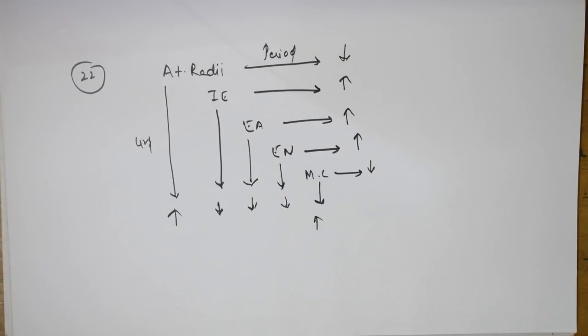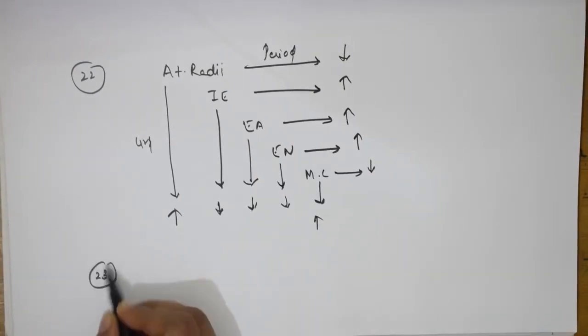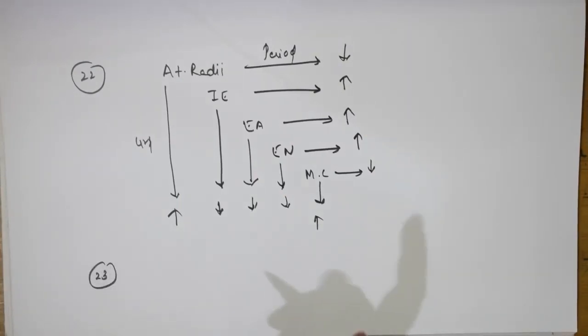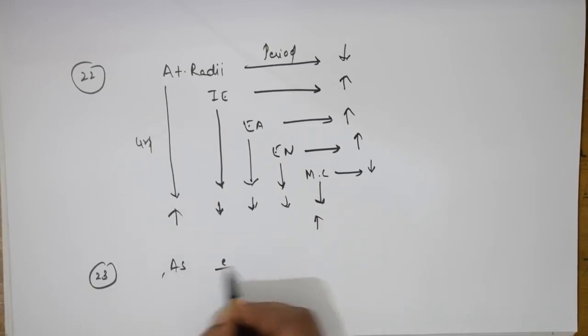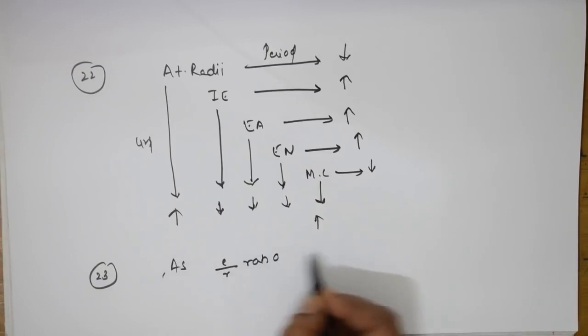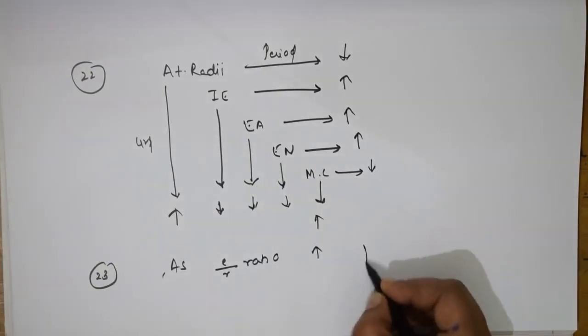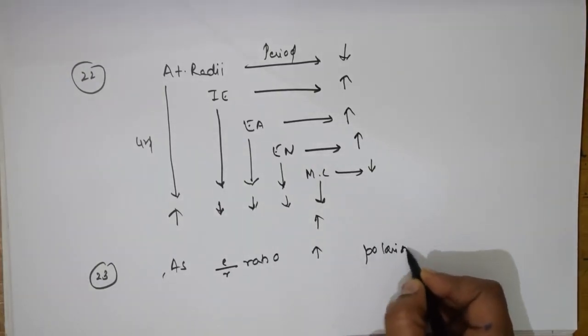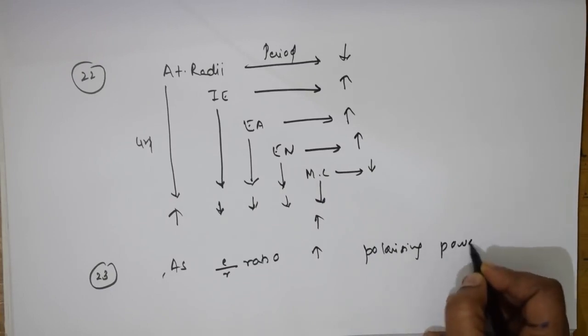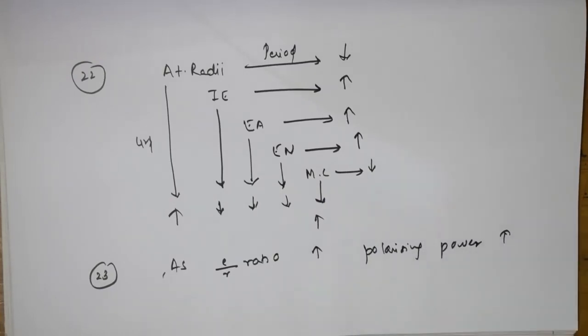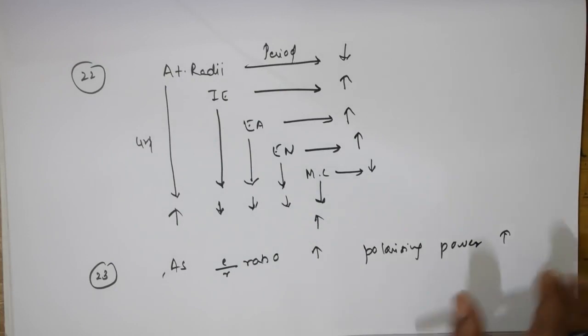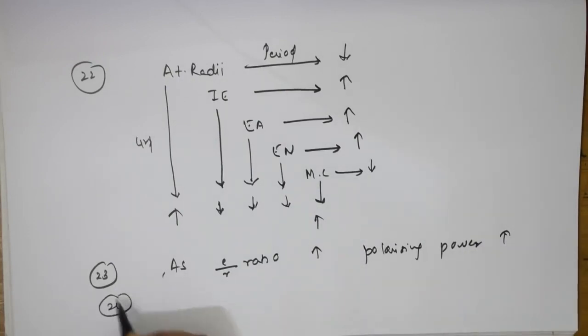Yes. Now let us come back to the 23rd trick you should remember. Now e by r ratio we have, isn't it? So as e by r ratio increases, polarizing power increases. So remember this concept, very important concept. Again, I'm mentioning the important things once again. So let us do the last, 24th one.